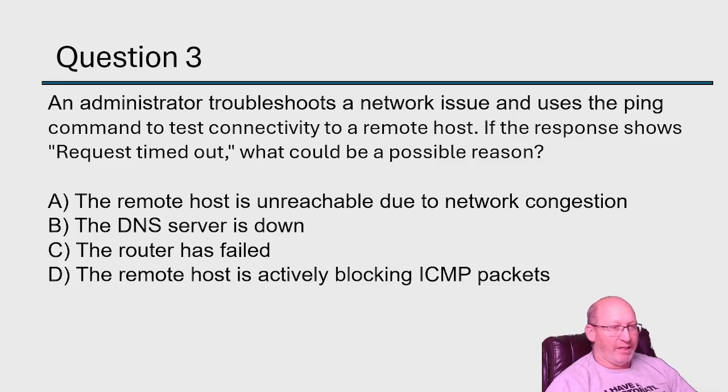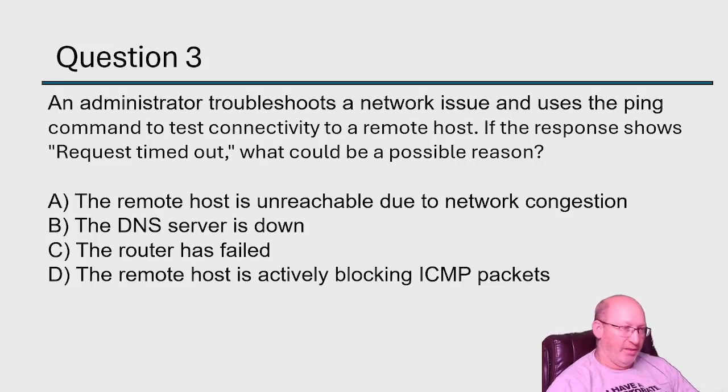I feel like we could get rid of C. The router has failed. I feel like if the router had failed, we wouldn't get anything back. Well, we'd get an error, right? But we wouldn't have even had access into that aspect, right? And so I don't feel like that would be a good answer either. That leaves A or D. The remote host is unreachable due to network congestion, or the remote host is actively blocking ICMP packets.